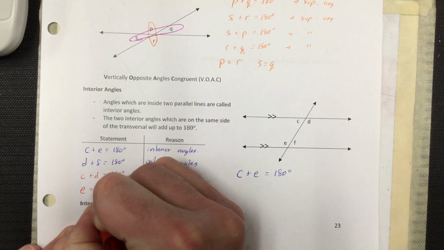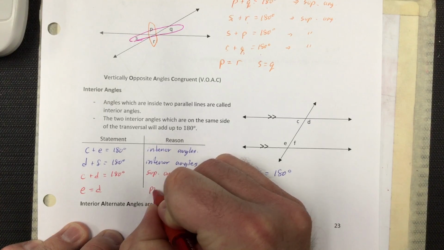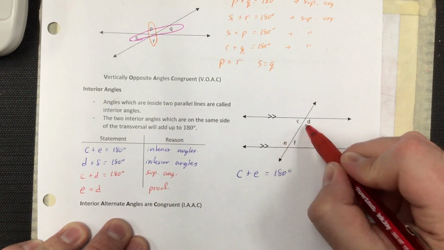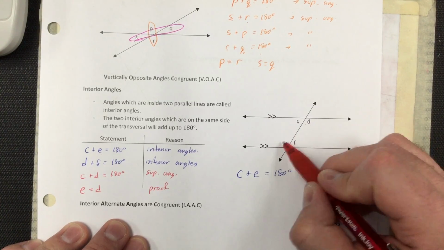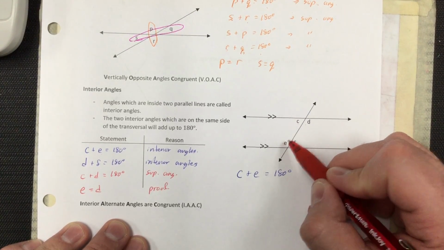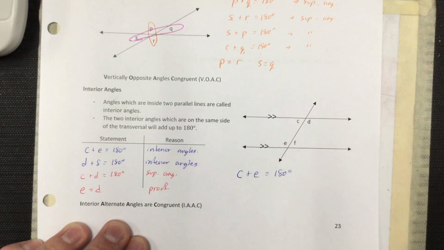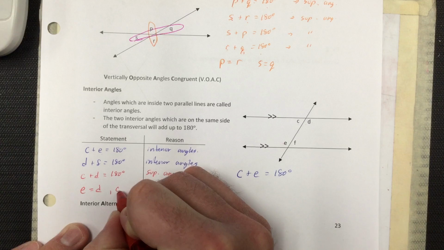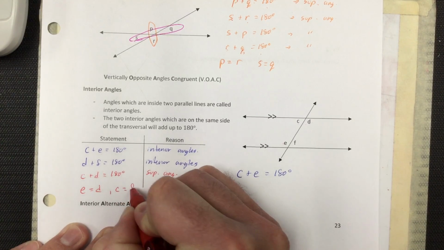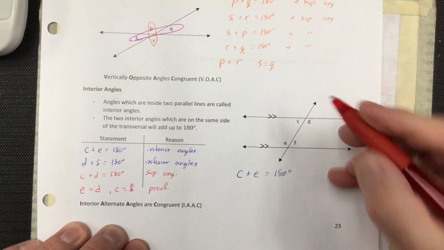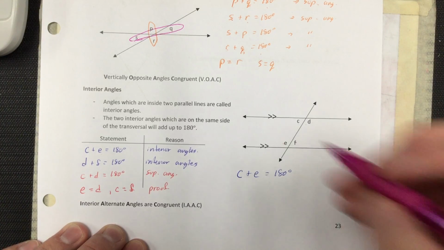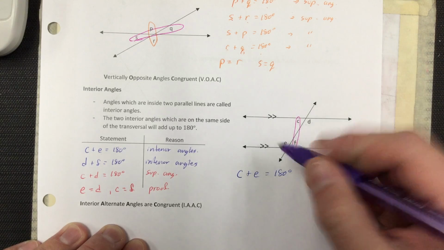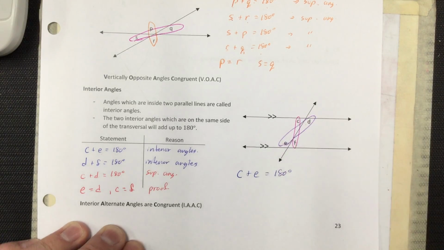So E has to equal D based on our proof. E and D are the same. These are alternate interior angles. They're not together here, and those have to be the same. By the same proof, we can also do C is equal to F. So C and F are equal, and I'm just going to draw little circles around those again. C and F are equal, and E and D are equal as well.